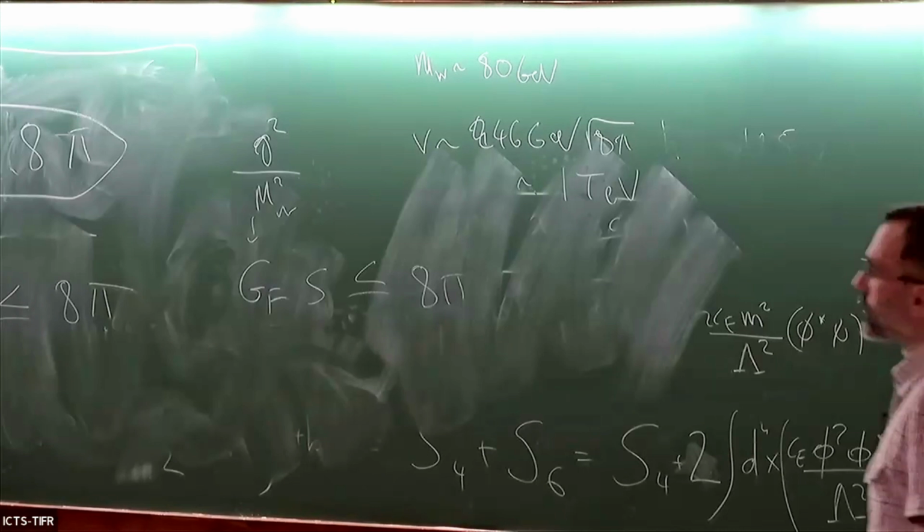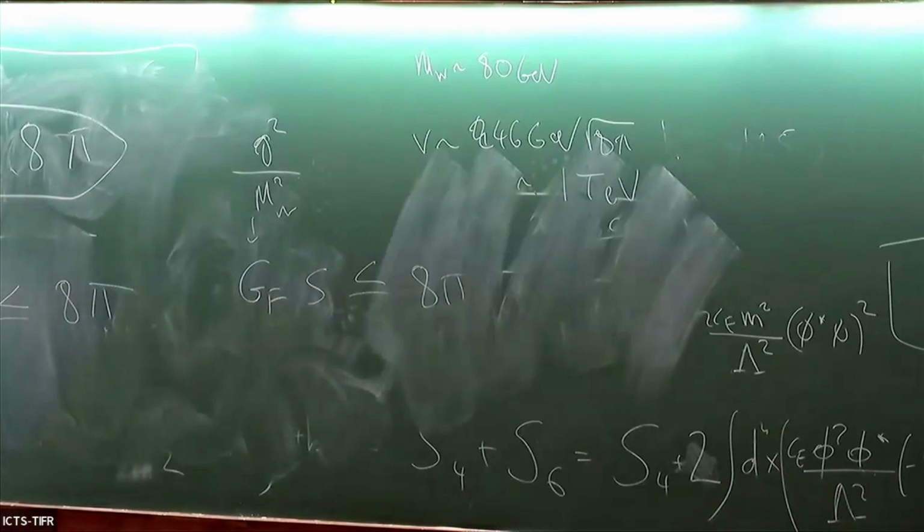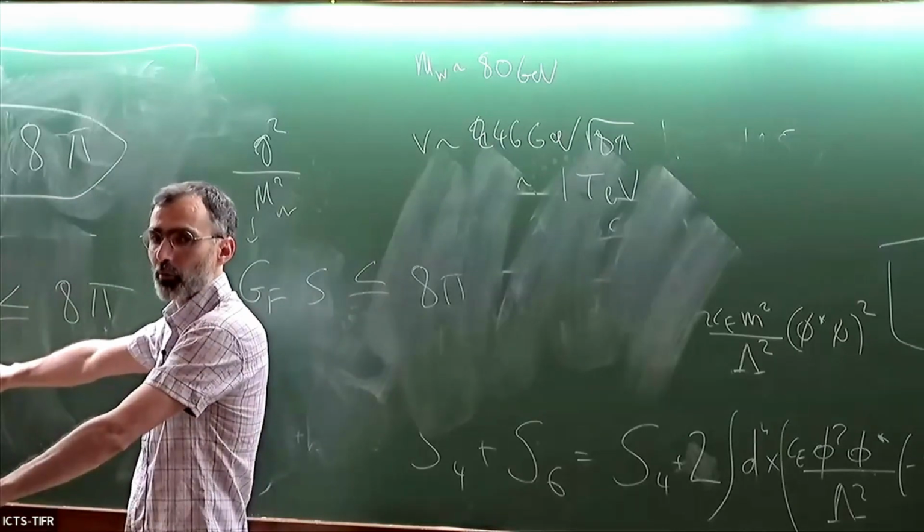So the constraint is non-perturbative. In deriving this constraint for the S matrix, that part is non-perturbative. The point is that the left-hand side we have computed perturbatively.